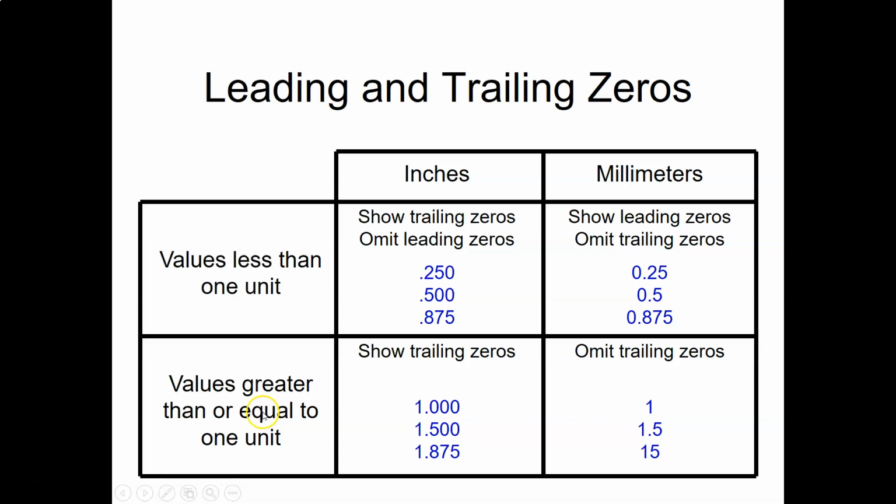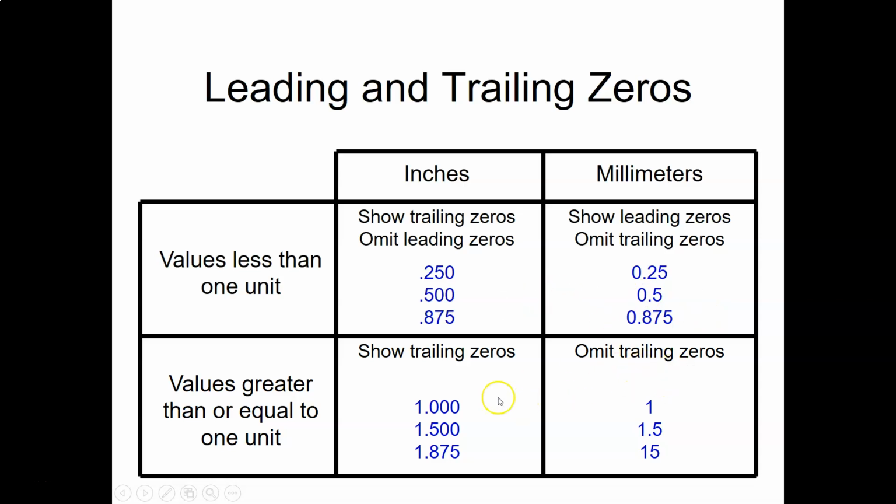So with values greater than or equal to 1 inch or 1 unit, notice again, we put the number of trailing zeros in that we need, and of course our whole numbers go in front of the decimal points. Now for millimeters, it's just the opposite. We always show a leading zero in front of the decimal point if it's less than 1. We never show a trailing zero. Okay? So these are exactly opposite of these. It's easy to keep up with.